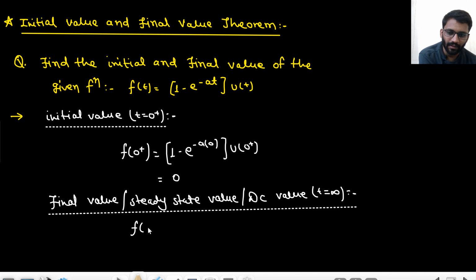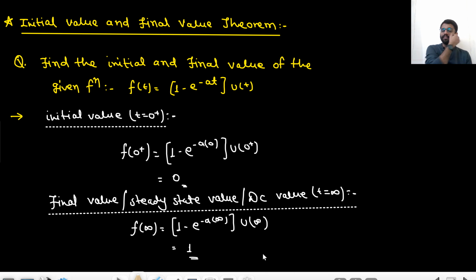F of infinity would be 1 minus e to the power minus a into infinity, times u of infinity. U of infinity will always be 1, so it would be 1. Okay, so 0 and 1.